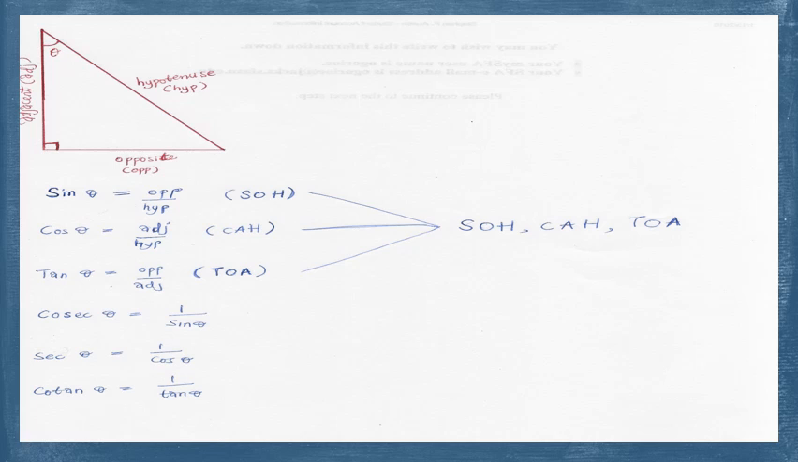How about sec theta? Sec theta, which is secant theta, is equal to 1 over cos theta. So sec theta is just 1 over cos theta. How about cotangent theta, which is the sixth function? Cotangent theta is just equal to 1 divided by tan theta. So cotan theta is the reciprocal of tan theta.